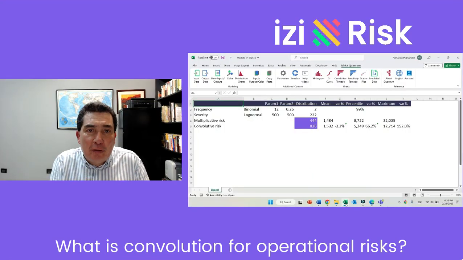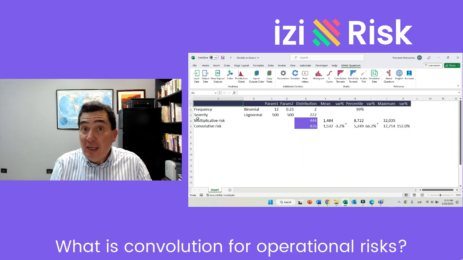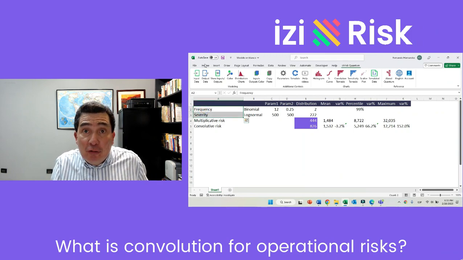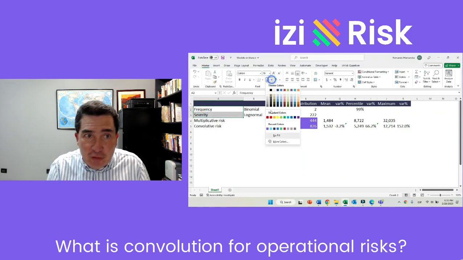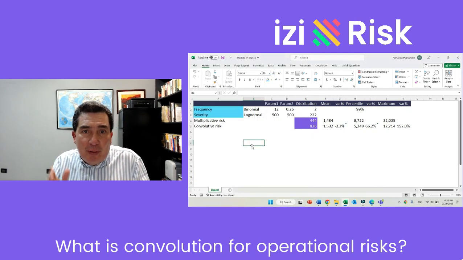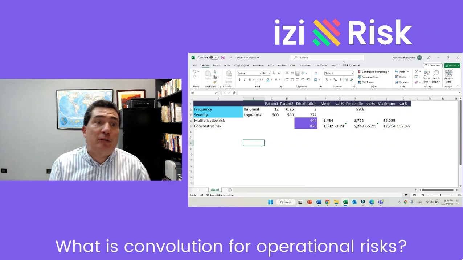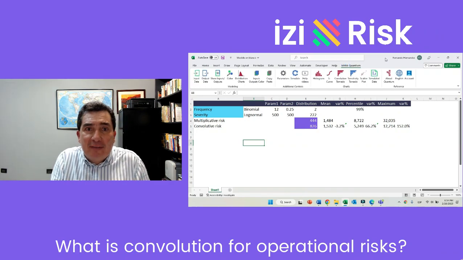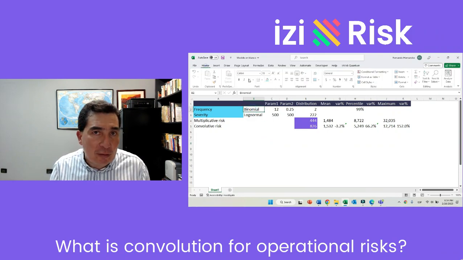To correctly build frequency and severity models, such as those used to quantify the operational risk of a financial institution, the simulation must be performed with a convolution and not with a multiplication. In this example, we generate a simulation for the frequency of a type of risk with a binomial distribution.